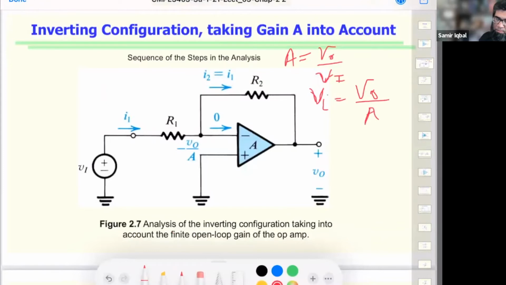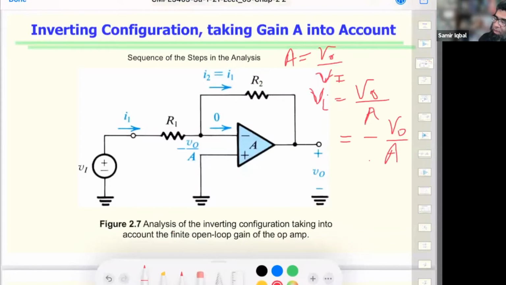All right, so just playing with it. But this is applied on number 2, so we need to have a negative sign with it. Then the input would be minus V naught over A, V output over A.